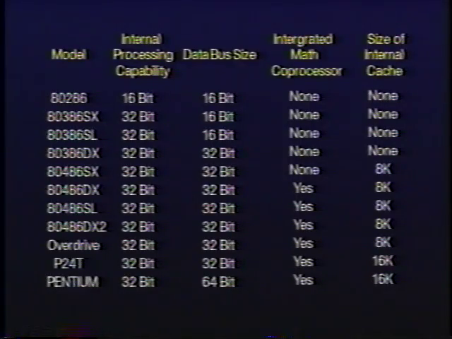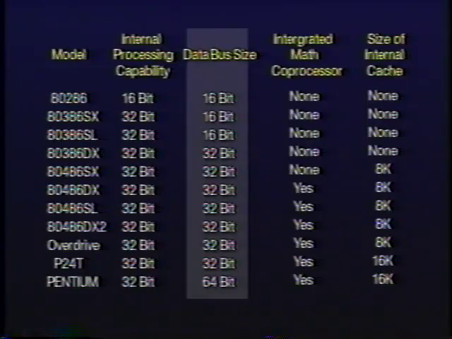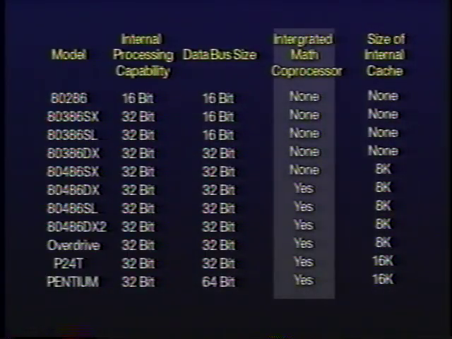The main differentiators are the amount of information that a microprocessor can deal with at one time, the size of the data bus that delivers the information to the microprocessor, whether or not an integrated cache is present, and whether or not an integrated math coprocessor is present.